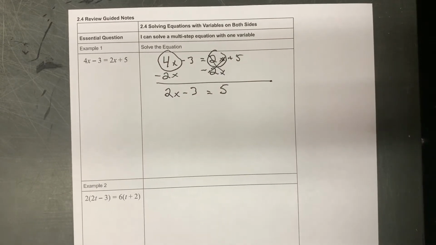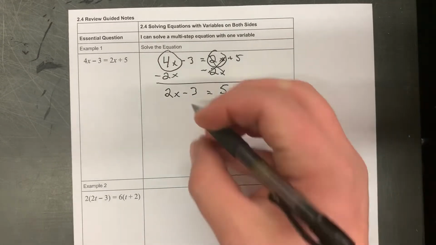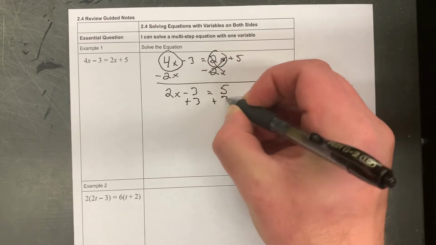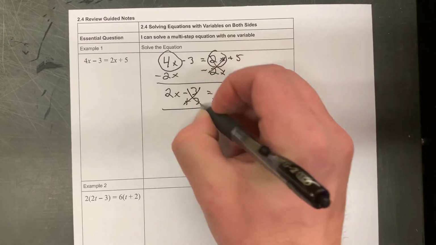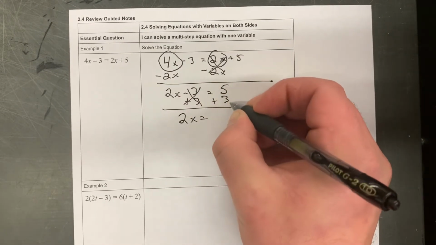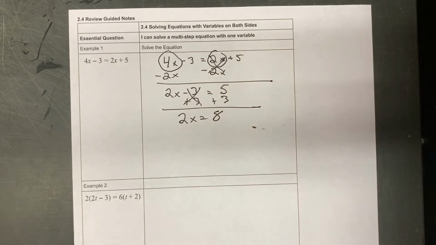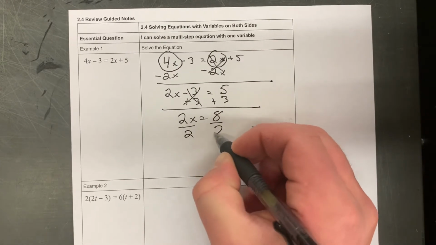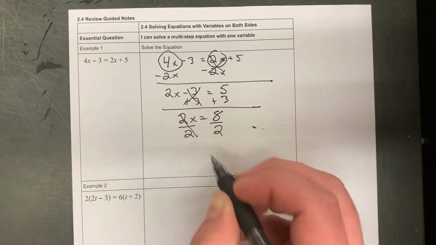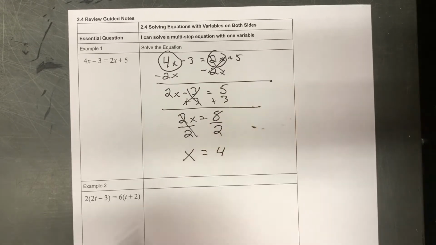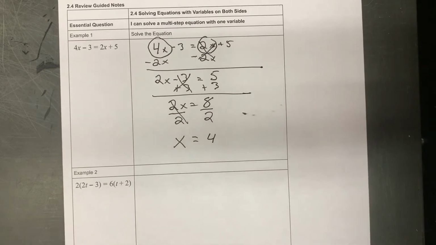Now it's just a 2-step equation, just like we were working on the other day. I have to get rid of my negative 3 by adding 3. These cancel out. I'm left with 2x equals 5 plus 3 gives me 8. I now need to divide by 2 on each side of the problem. Those cancel out. I know that 8 divided by 2 gives me 4. X equals 4.